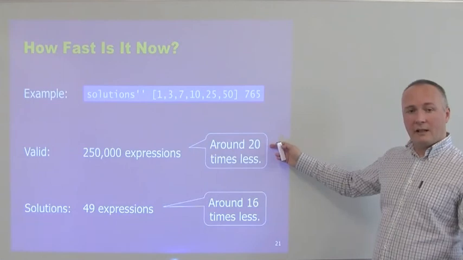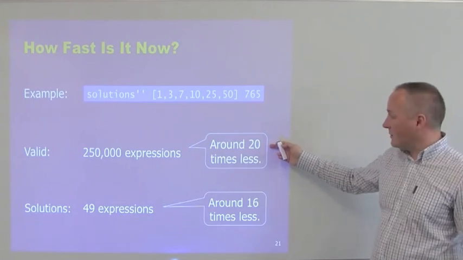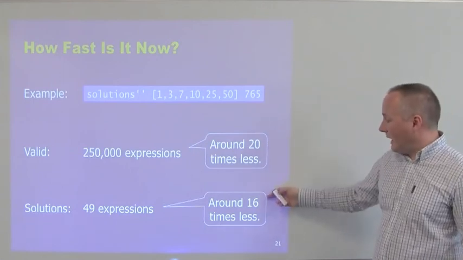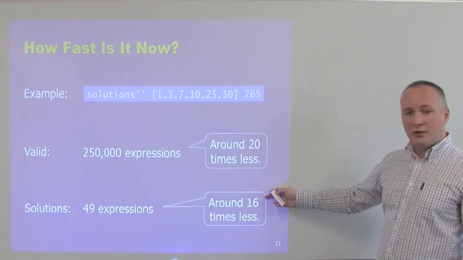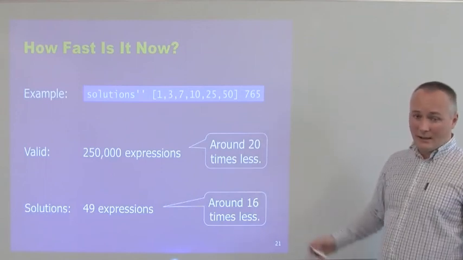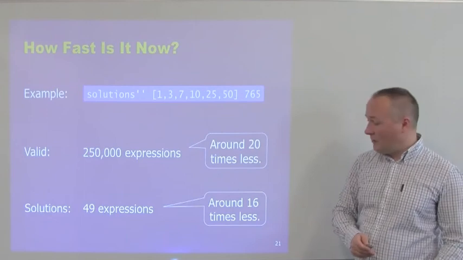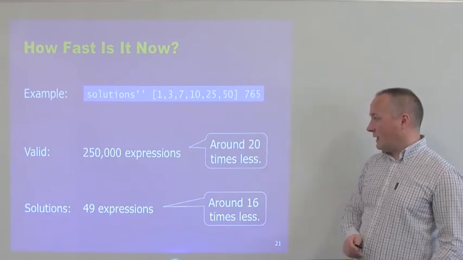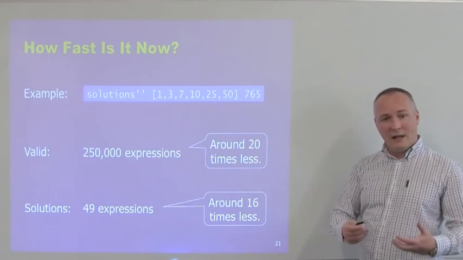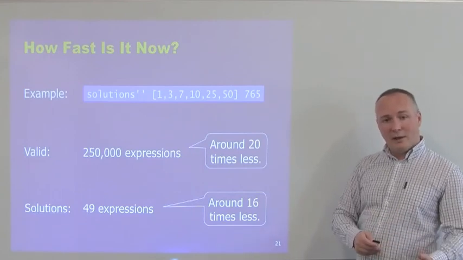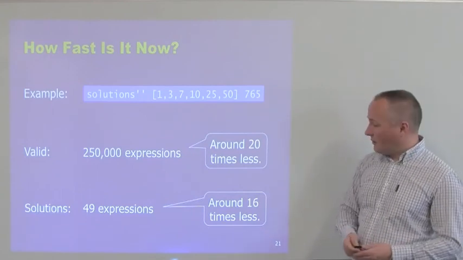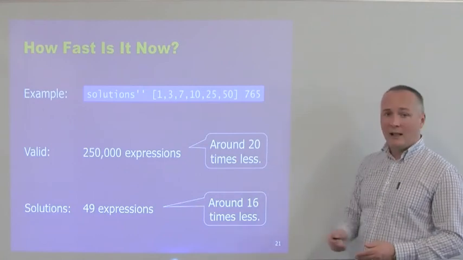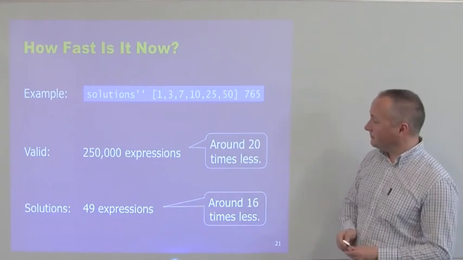So we've divided our potential search space by about 20. And it reduces the number of solutions dramatically as well. Previously we had 780 solutions to this problem. Now we have 49 solutions, which is about 16 times less. Okay, so the search space and the solution space are getting dramatically smaller, about 20 times less in each of the cases here.